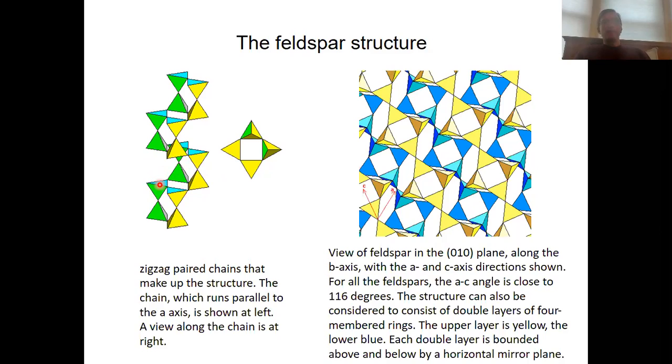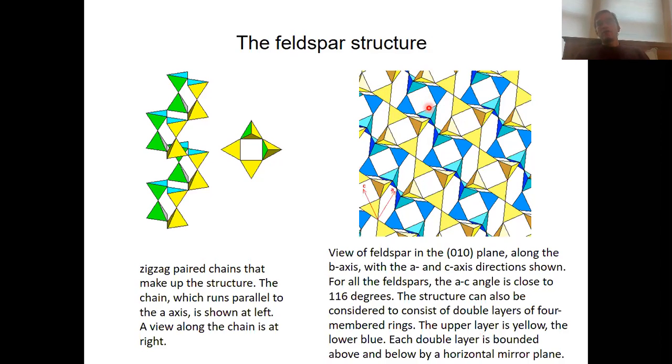So now these zigzag paired chains are arranged in a three-dimensional structure. So you see this over here. And over here, you can actually see how you can also view the feldspar structure from a different perspective. So you see here that you have four-membered rings in yellow and four-membered rings in blue. So the yellow colored ones belong to a layer, so they are in one plane, and the blue ones are also in one plane, whereby the blue plane lies below the yellow plane.